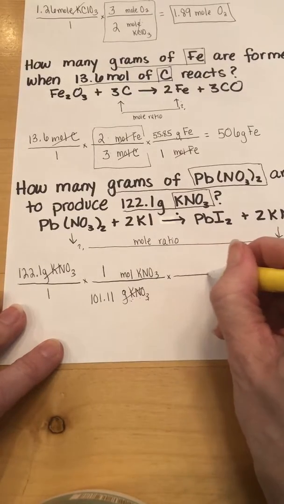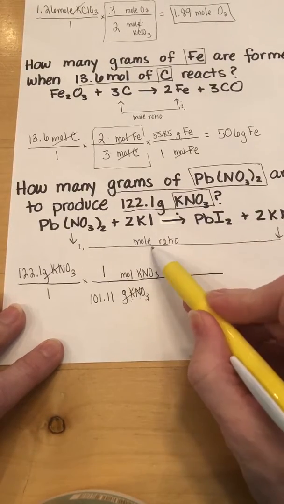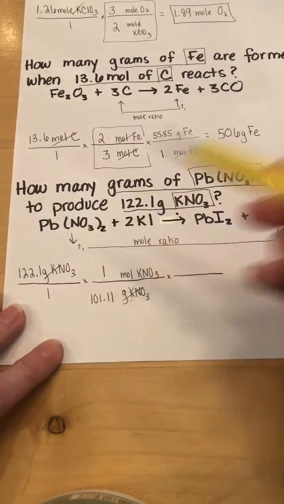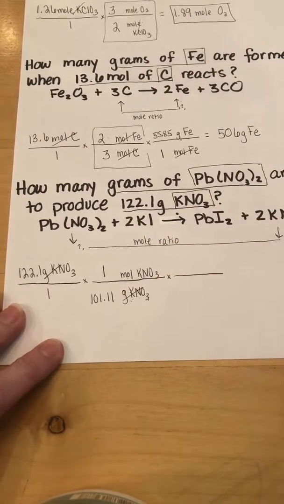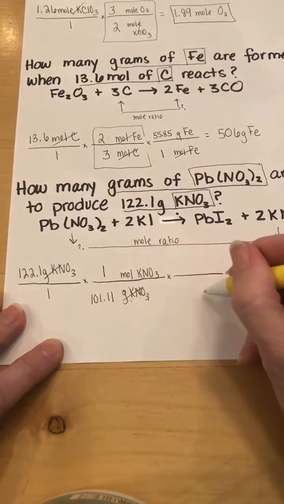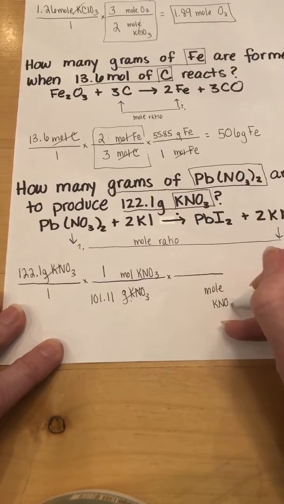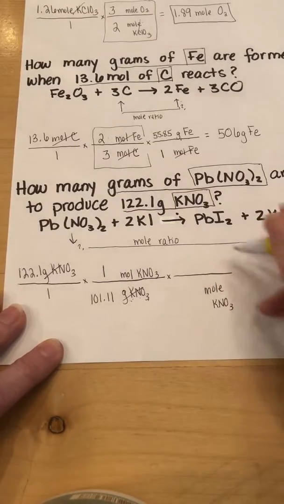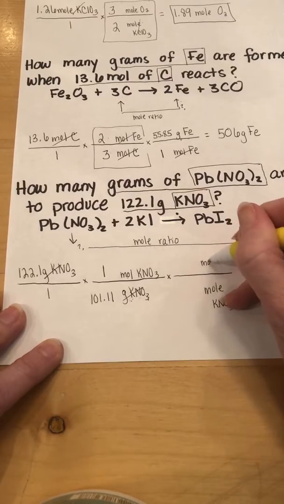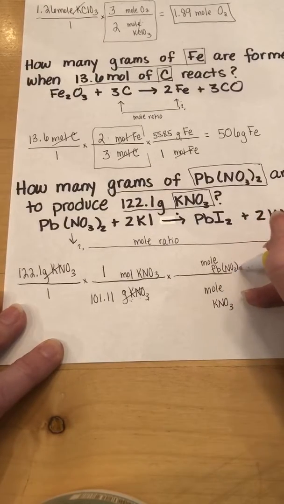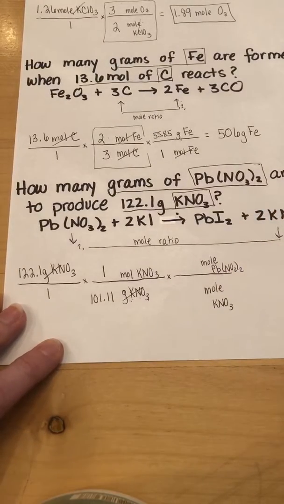So then in my next step, I can use the mole ratio to change from KNO3 over to Pb(NO3)2. The only way you can change that substance is if you are in moles. So moles of KNO3 is on top, moles of KNO3 is going to go on the bottom, and then this is where, if I'm asked to change substances, I now can do it. So moles of KNO3 to moles of Pb(NO3)2.